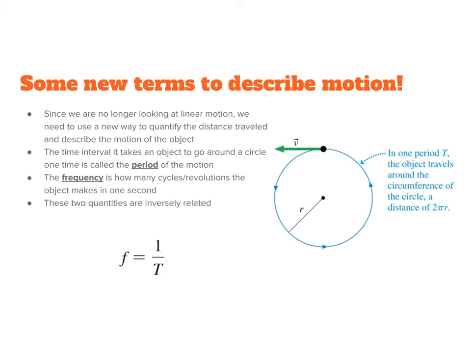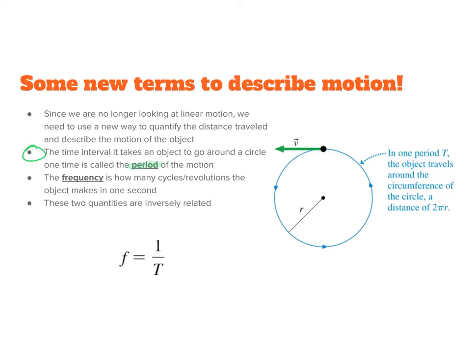There are some new terms that we're going to need to help us define this. We're no longer looking at linear motion, so it's really hard to say, oh, it went 6 meters, because it's just going in a circle. So we have a couple of new ways of defining what is going on with this type of motion. The first way is to talk about how long it takes something to go around a circle. We call that the object's period. If I think about the Earth as it goes around the sun, it takes 365.25 days for the Earth to go around the sun.